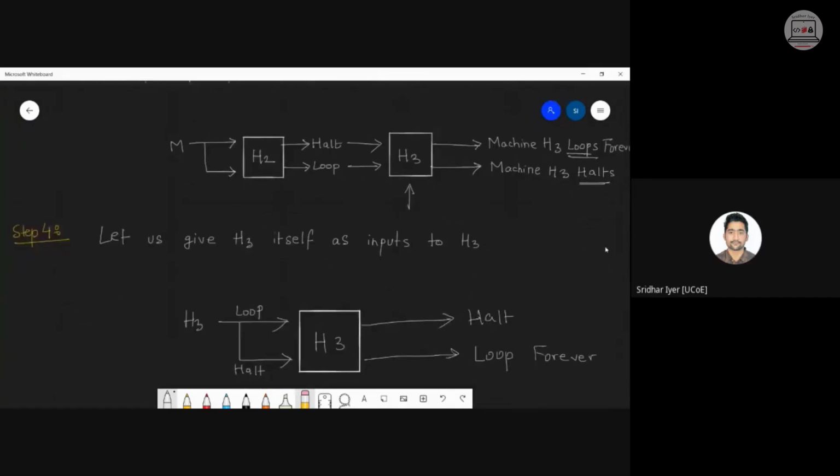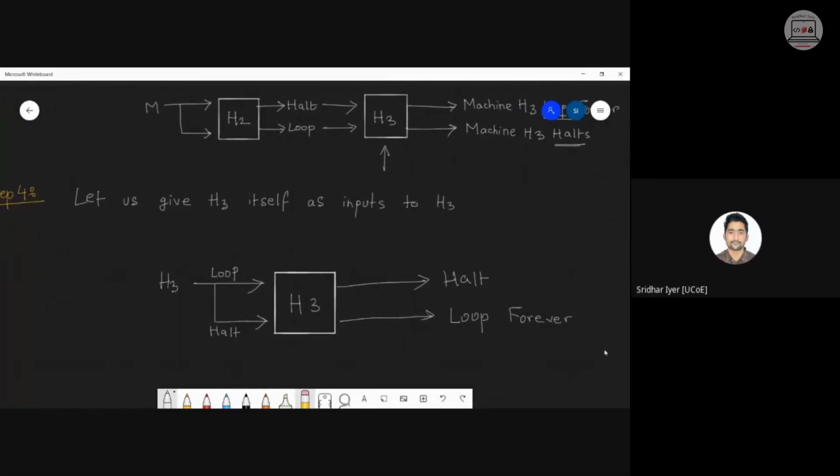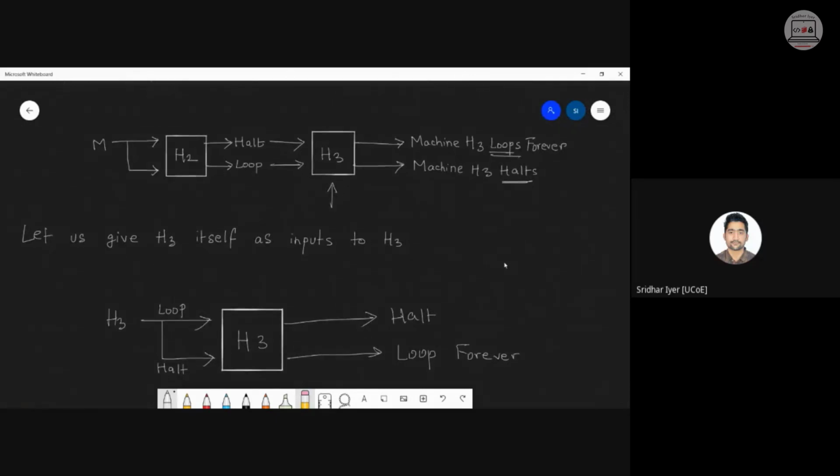Now let's come to the final step, step number 4. Step 4 is quite similar to step 2. Over here, we are considering the same Turing machine H3, but this time we are giving the input as H3 only to the machine H3. Try to understand what I'm doing. Whatever output you got in the previous step is again fed back over here. Am I clear? This diagram is slightly similar to that. Whatever was the output of H3, that output is again sent as input to H3. Am I clear?